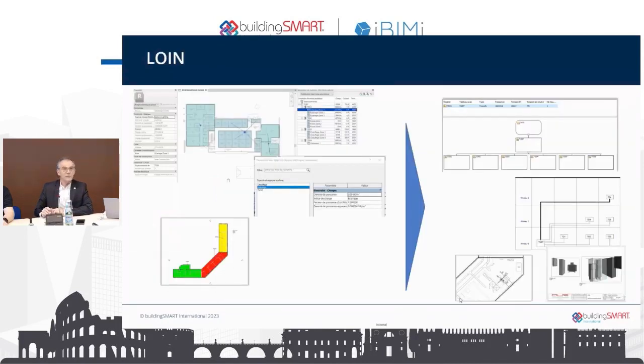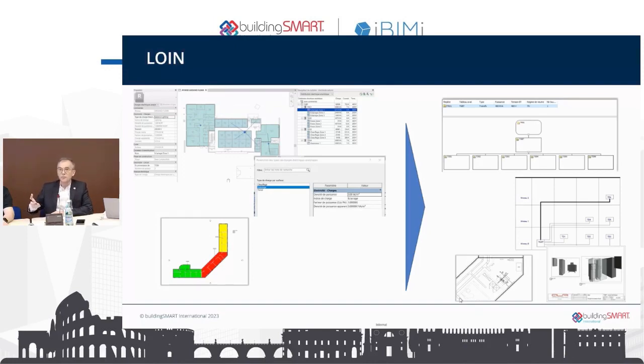In terms of next step, thanks to this explanation, we also want to write down what is the level of information needed in terms of geometry. In that case, what do we need? We just need to know the square meter per type of usage.